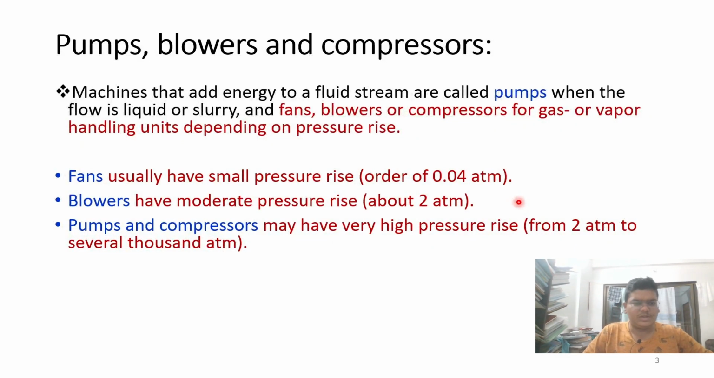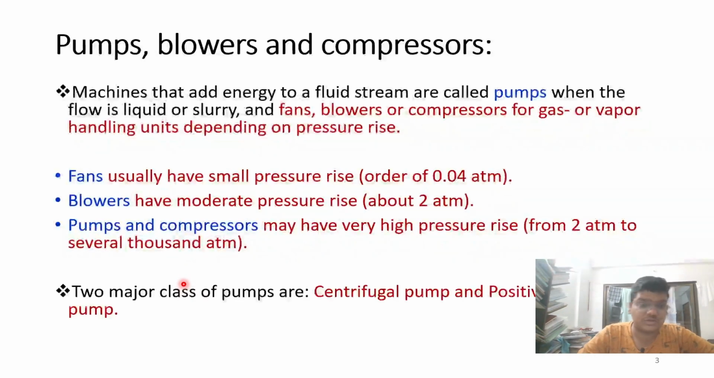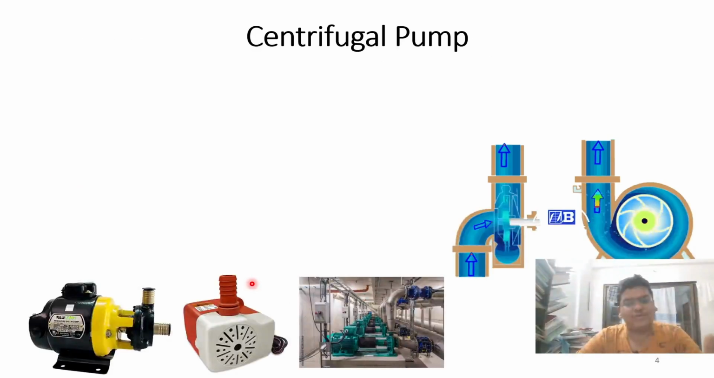So pumps and compressors come next, which may have a very high pressure rise from 2 atmosphere to several thousand atmosphere. The minimum pressure starts at 2 atmosphere and goes up to several thousand atmosphere. In pumps, the categories defined are the centrifugal pump and the positive displacement pump. The positive displacement pump is also called the reciprocating pump.